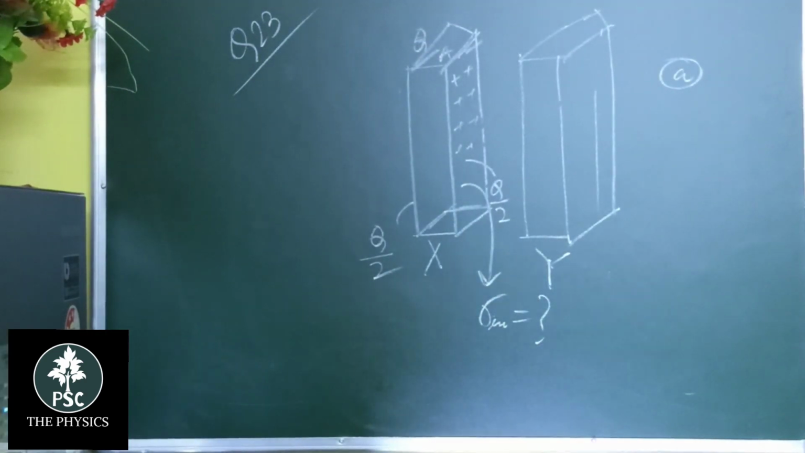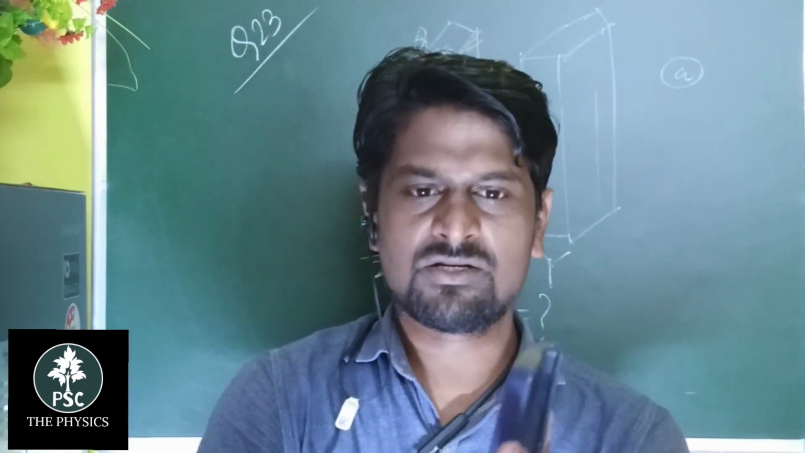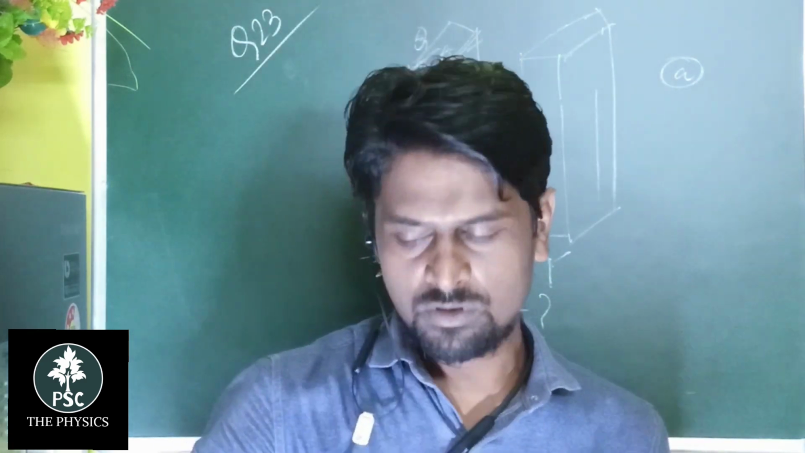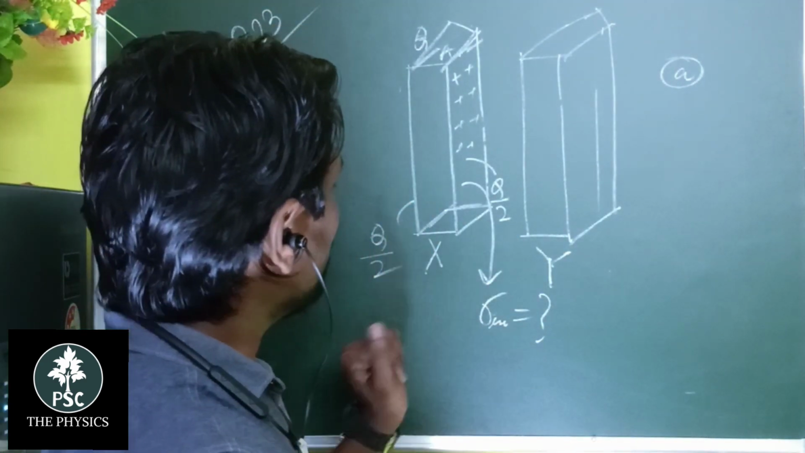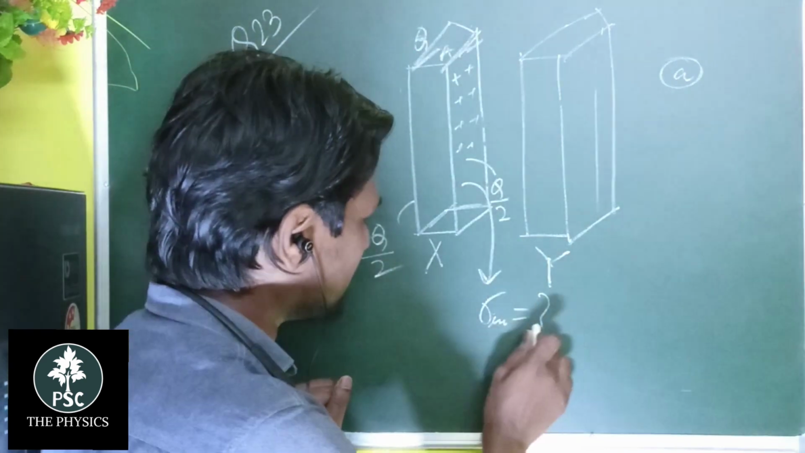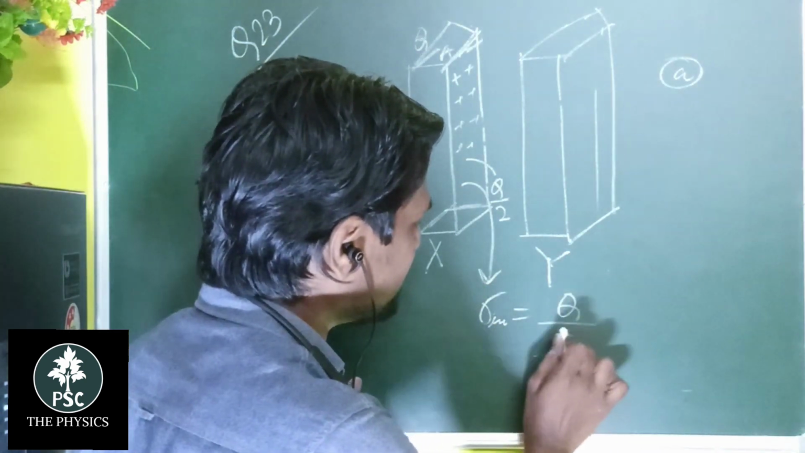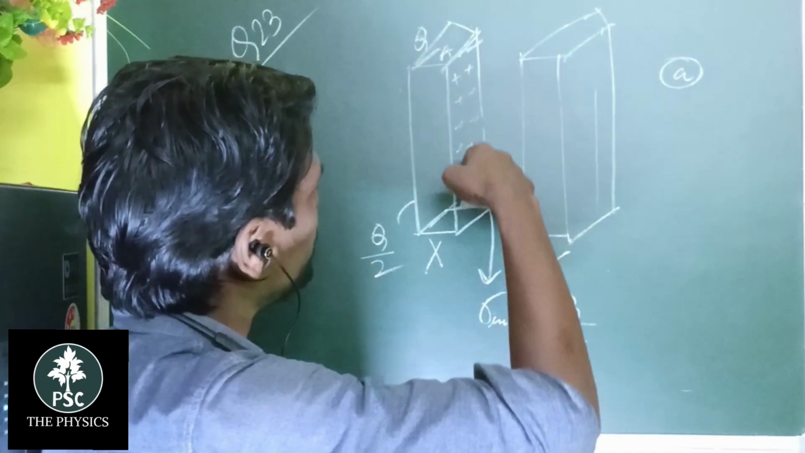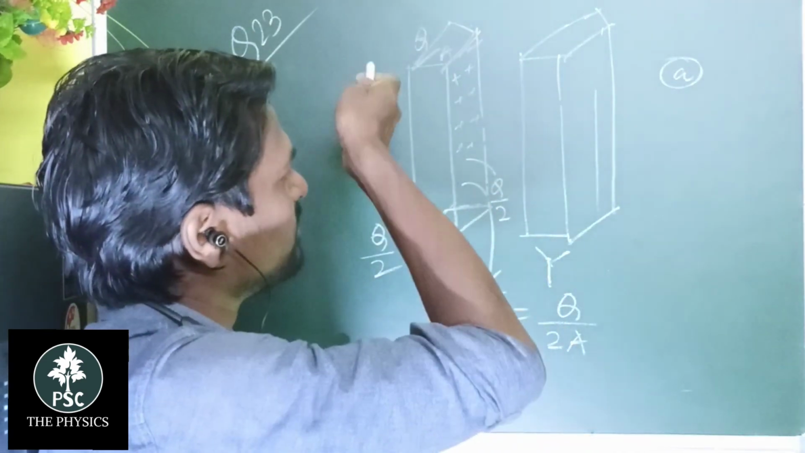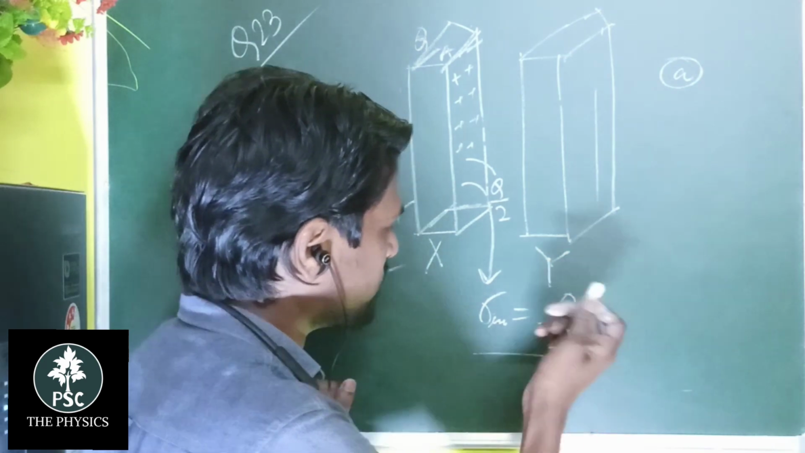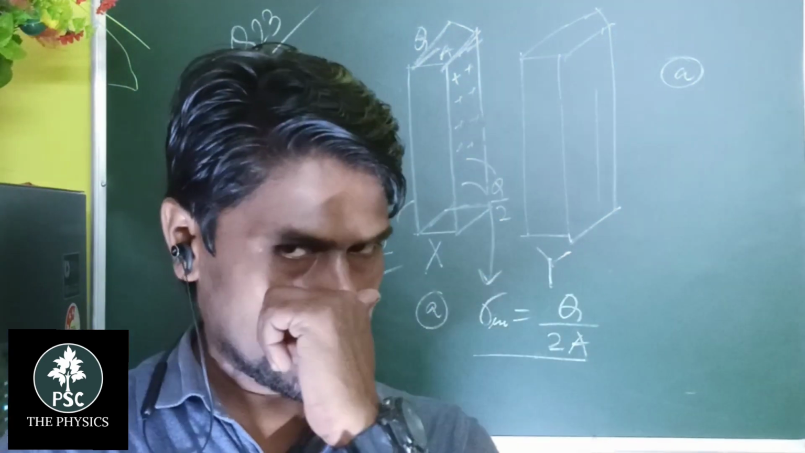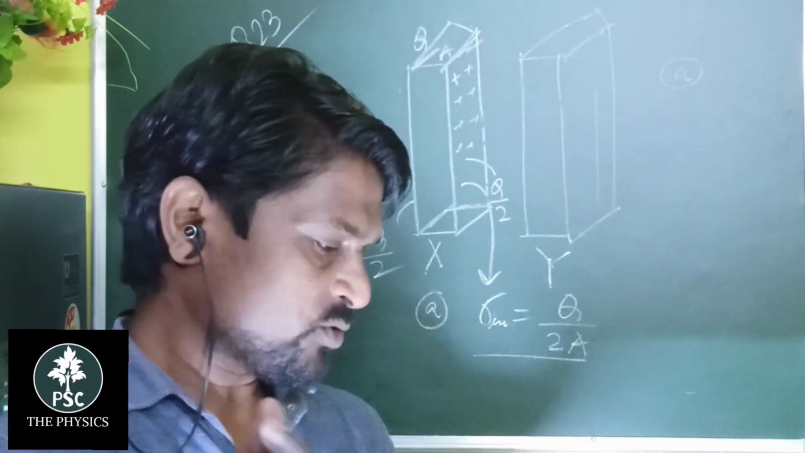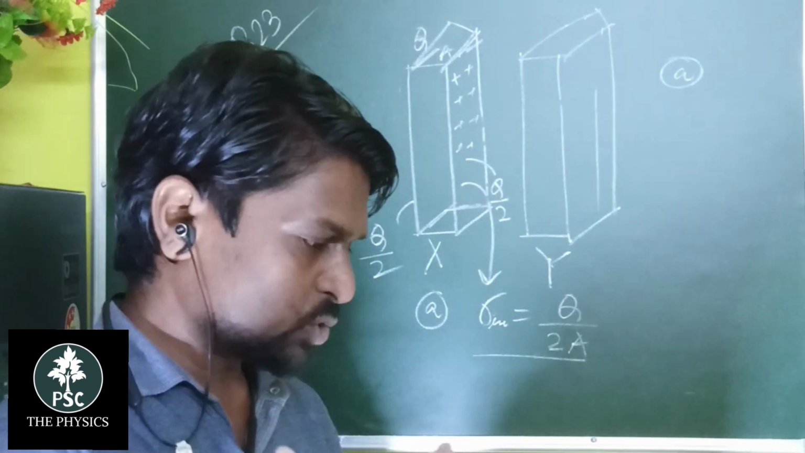So if this is a plate, then Q by 2 and Q by 2, and the total amount is Q. Okay, it is so simple. So the charge density is total charge by total area. One surface is A, so for each surface, the area is A. This is question number A. It is simple or not? If your concepts are clear, then I think it's too easy.